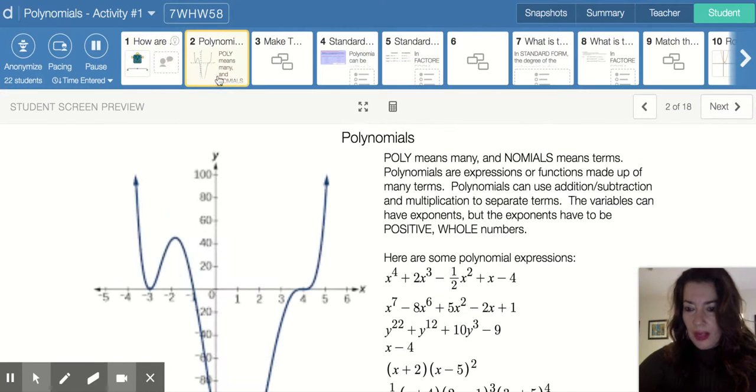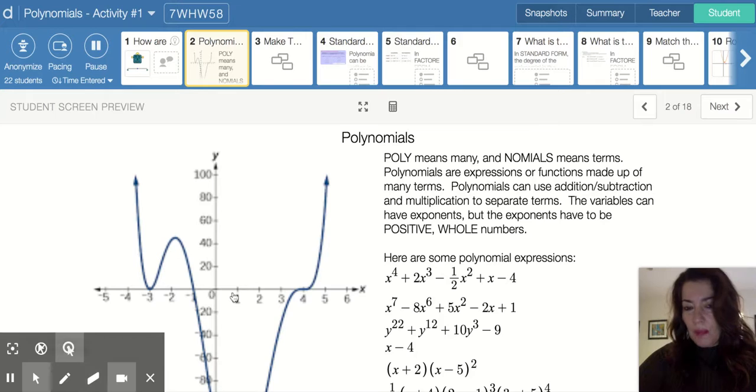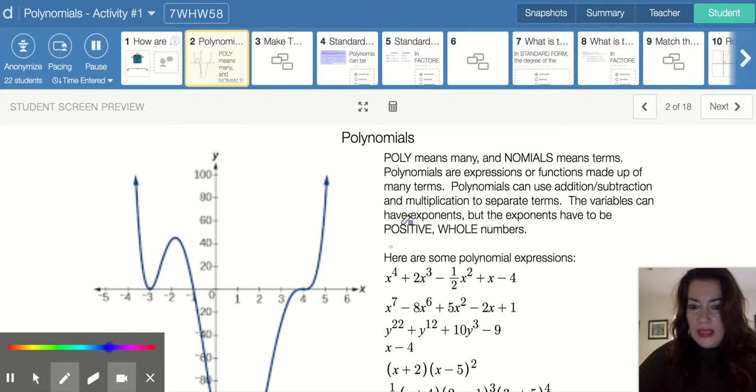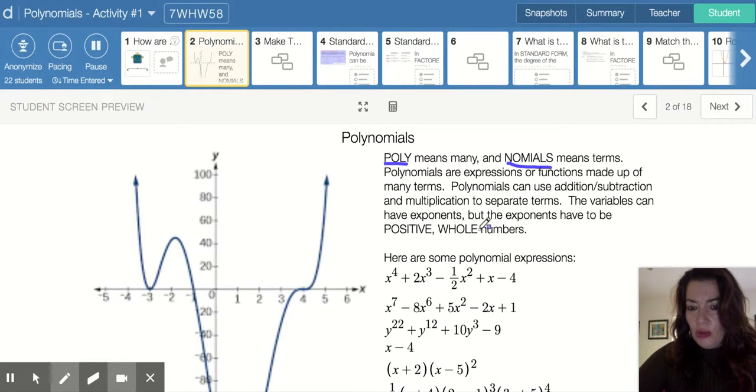We're going to be looking at polynomials. What does it mean, a polynomial? A polynomial means, if you break up the word, poly means many, and nomial means terms. So basically it means many terms. So terms are separated either by addition or subtraction.